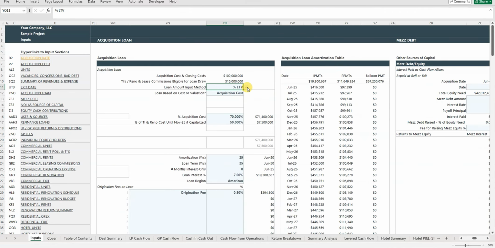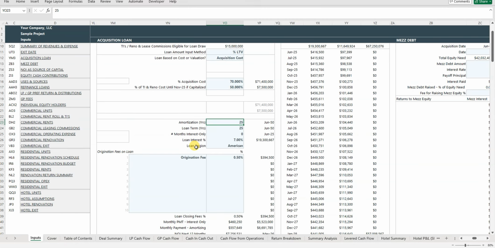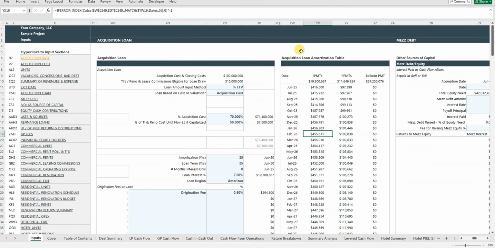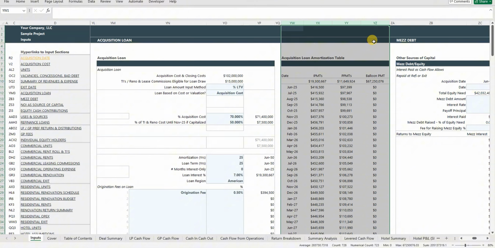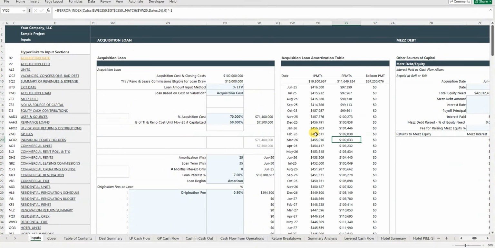On my acquisition loan, I can input a dollar amount or a DSCR. I'm just going to say, well, I want to do percent LTV. I'm going to say the loan's going to be 70% of the acquisition cost, and they're going to lend 50% toward the renovation in my example. And I could say, okay, look, I'm going to be a 25-year amortization, no interest only, 7% interest rate with a 0.5 point origination fee. Here's my acquisition loan amortization table right here for reference.